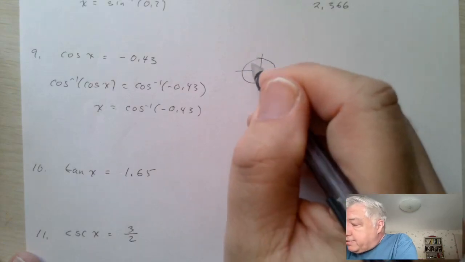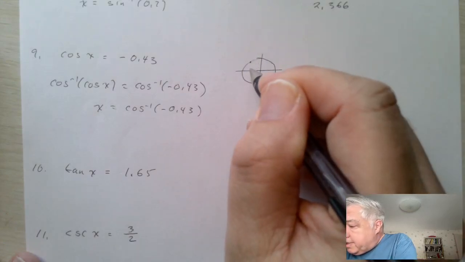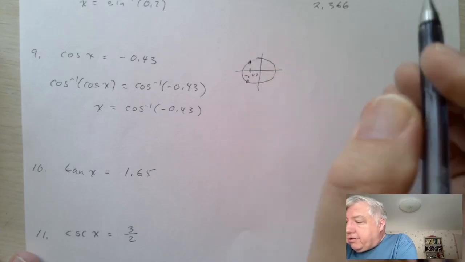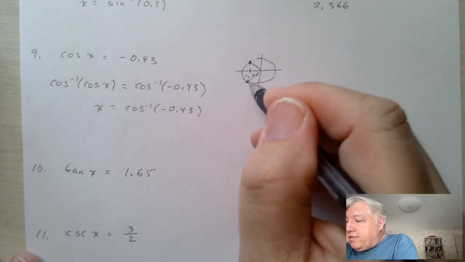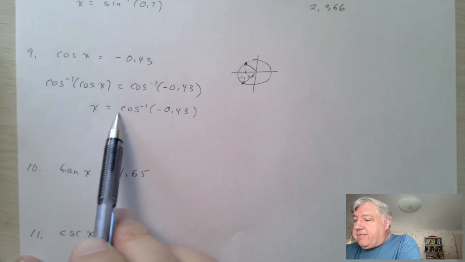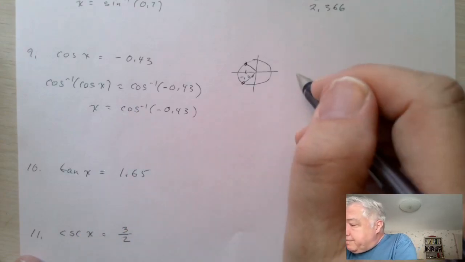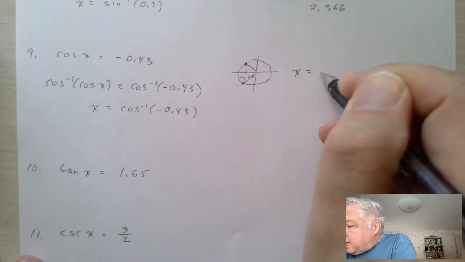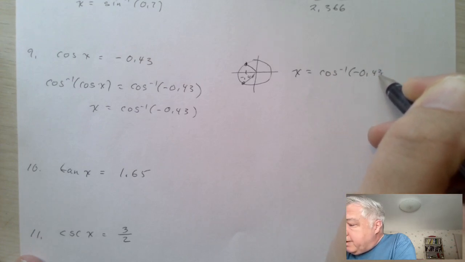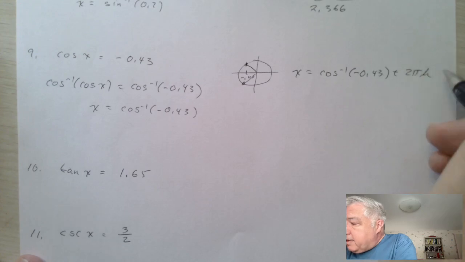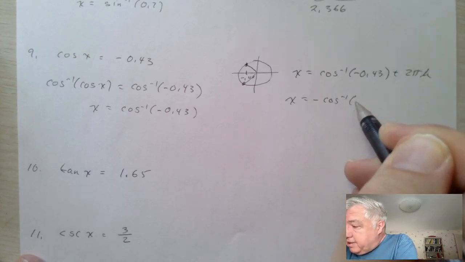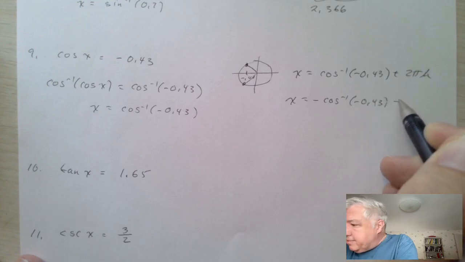So here's negative 0.43. And then these are two angles, one in the second quadrant, one in the third quadrant. And because it's cosine, the other set of solutions is going to be the opposite of this. So x will be the inverse cosine of negative 0.43 plus 2 pi k. And the other set of solutions will be given by minus inverse cosine of negative 0.43 plus 2 pi k.